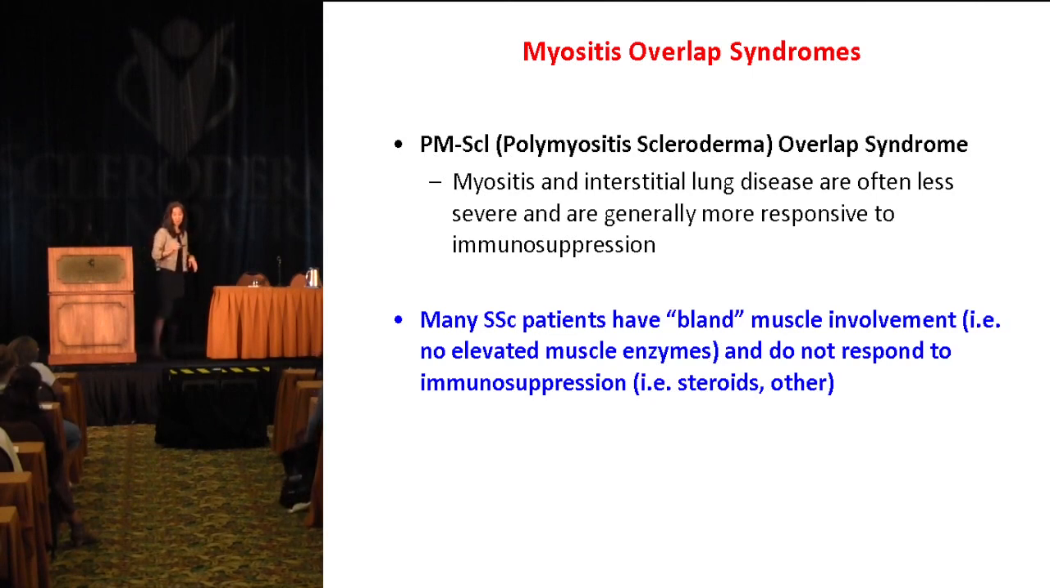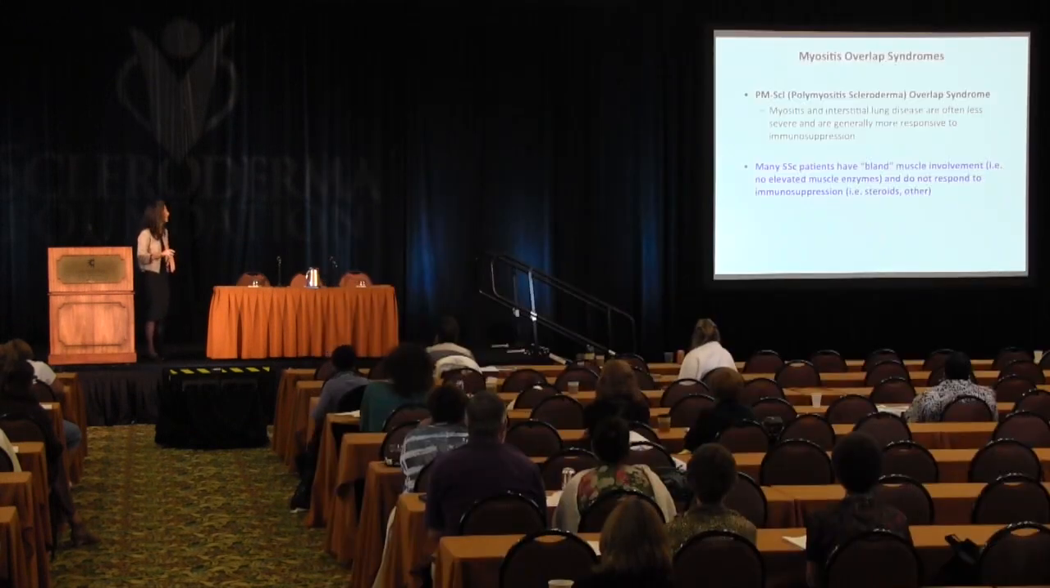I also want to make another point that a lot of scleroderma patients will have what we call bland muscle involvement. Their muscle enzymes may not be elevated, but they might have some aches and pains, and some weakness. But this may not necessarily be due to overt inflammation of the muscles. So unfortunately, this tends not to respond so well to immunosuppression. So just to keep that in mind.